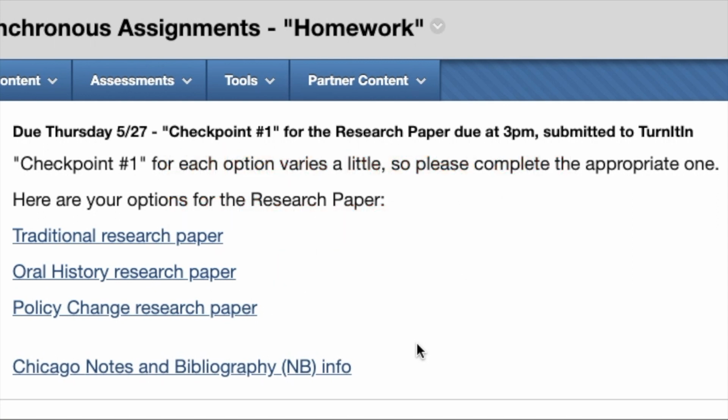If you have any questions along the way, certainly do not hesitate to ask me. I hope this explanation helps out as you get started on the research paper to close out APUSH for the year.